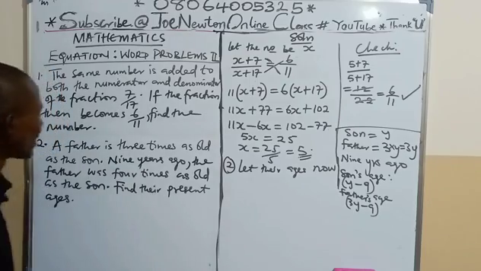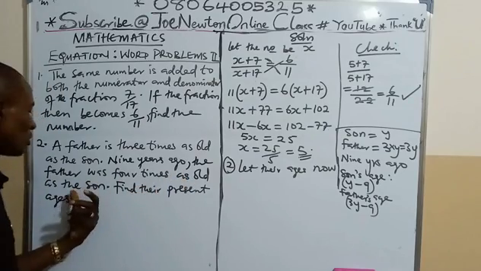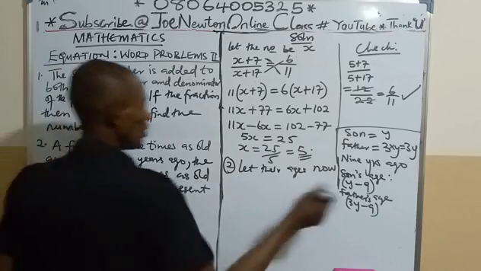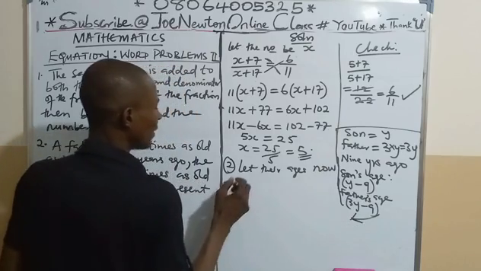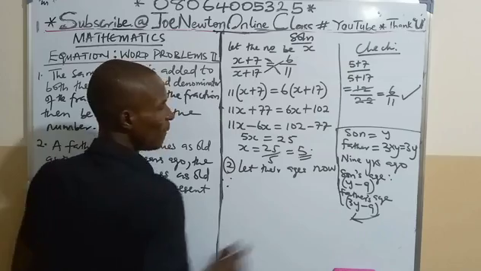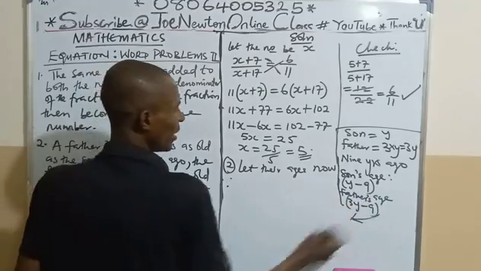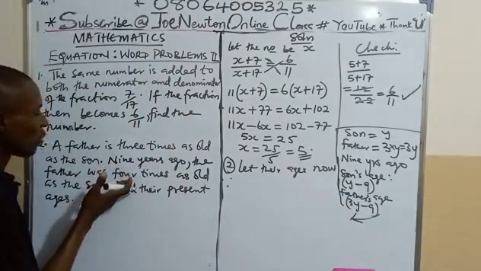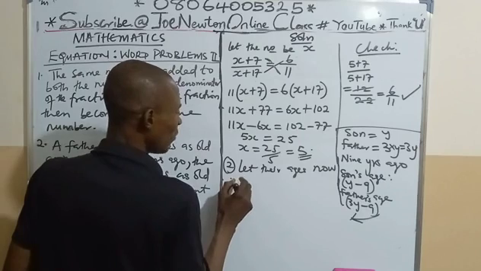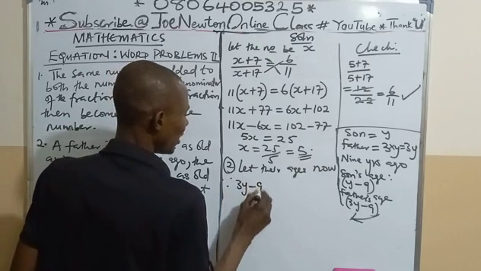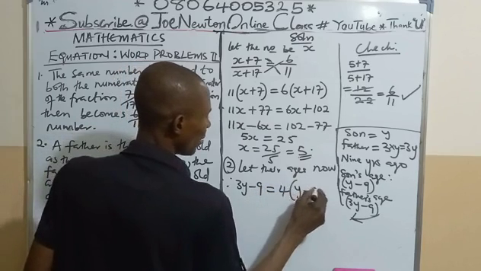And we are told that 9 years ago, the father's age was 4 times as old as the son. Therefore, 9 years ago, the son's age is y minus 9, and the father's age should be 3y minus 9. And we are told that this 3y minus 9 is also 4 times the age of the son 9 years ago. So which means that 3y minus 9 is equal to 4 times (y minus 9).